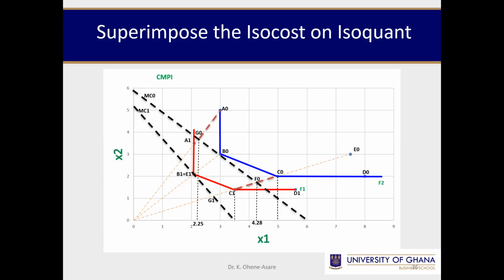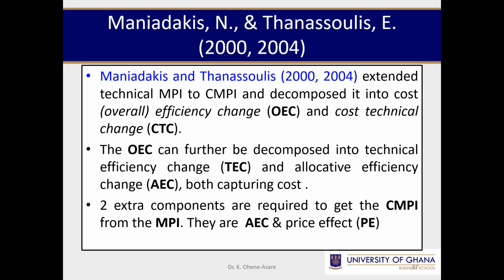Now I've done these computations and I've put some radial lines and some zigzag lines through, and so we are going to just do that. Okay, so let's start. First, we need to understand the Maniadakis and Thanassoulis cost productivity.